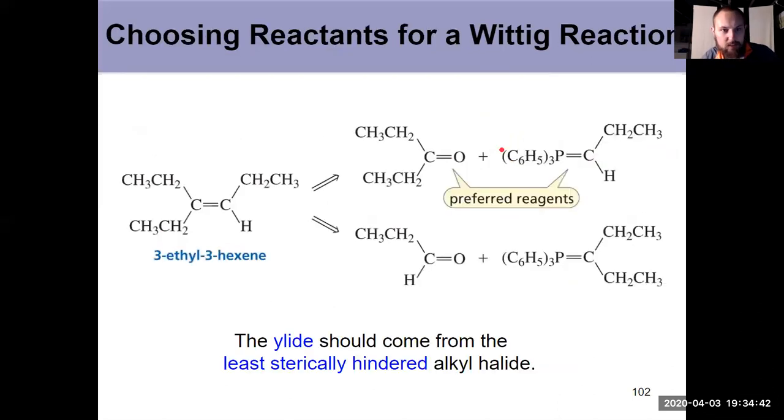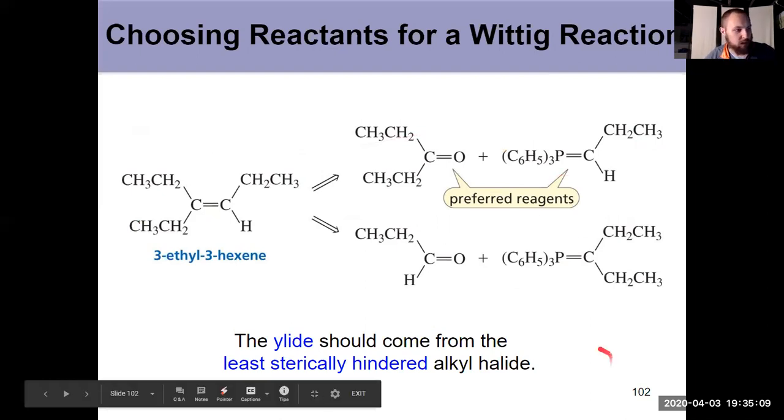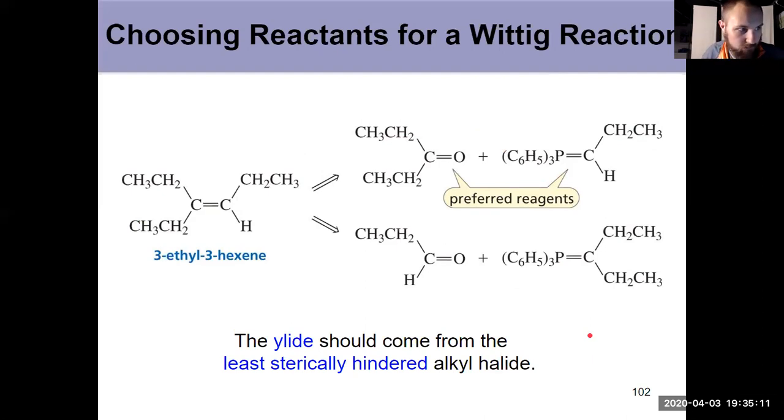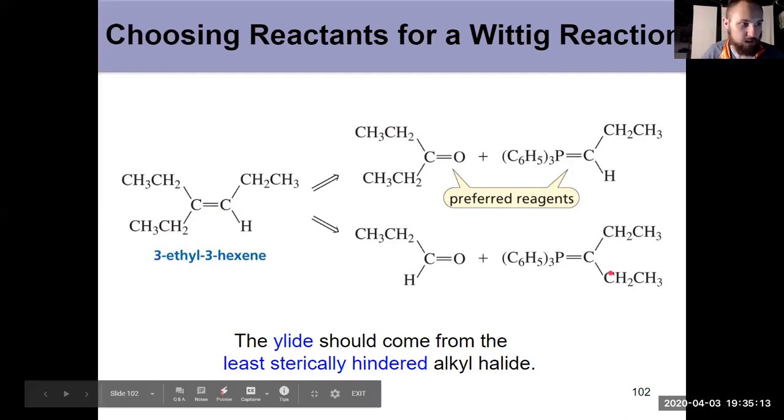The big thing you need to consider when you're designing the reaction, choosing your reactants for a Wittig reaction, is that I've got two possibilities, because if I'm doing a retrosynthesis, I'm just breaking up this bond and one of them's going to the oxygen from the carbonyl, the other's going to the phosphorus from the ylide. So which one do I choose? And the rule right here: the ylide should come from the less sterically hindered alkyl halide. Another way to put it is your ylide itself should be less sterically hindered.